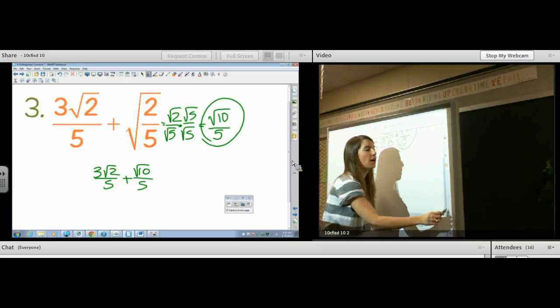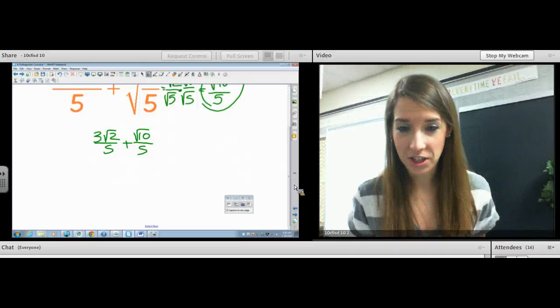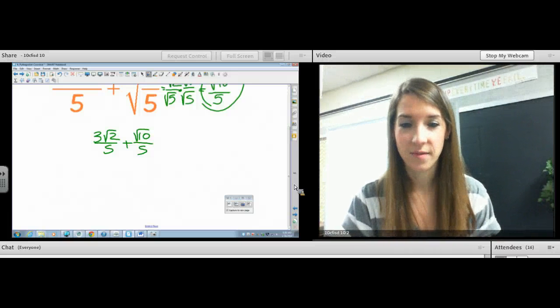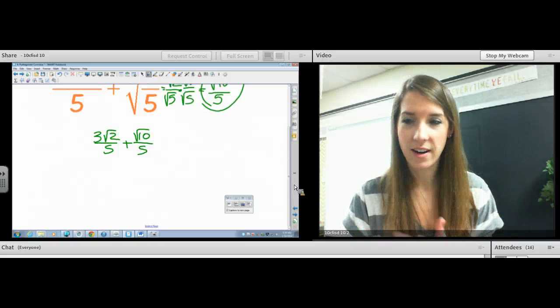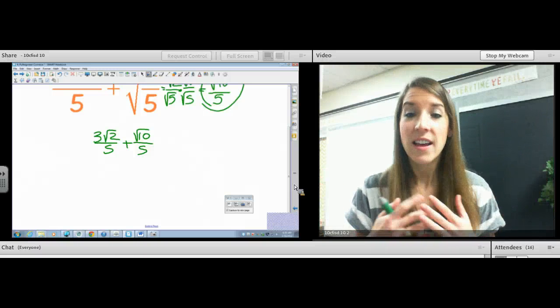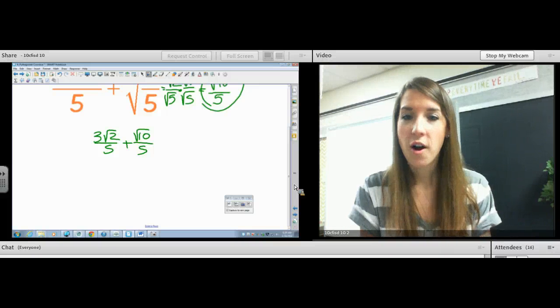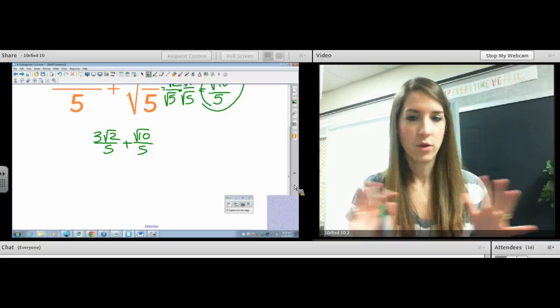So go back to your days in algebra. You can add fractions when you have a common denominator, right? These have a common denominator. Now, look at the numerator. Are the numerators like terms? Are they like radicals? No.